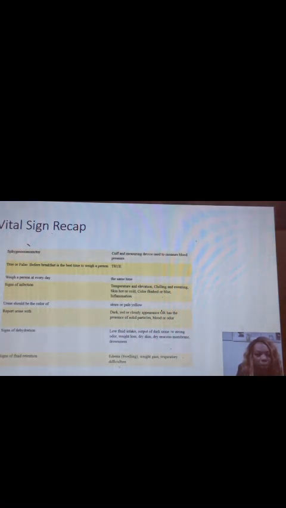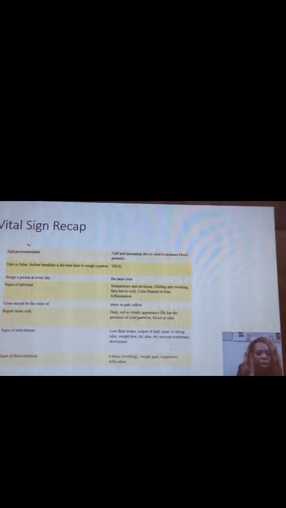We're going to talk about signs of infection. There's going to be temperatures that are elevated, a person that's chilling and sweating, they have hot or cold skin, their color is flushed or bluish or inflamed. All of these are signs of infection, and they should be reported to the nurse.